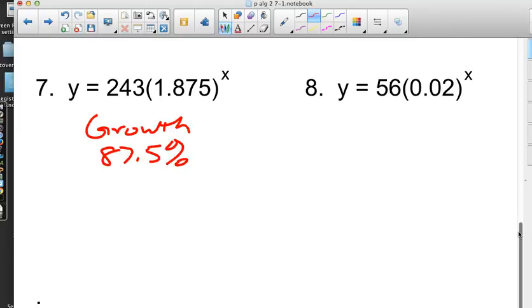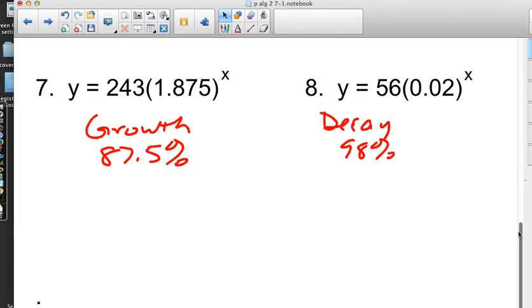That percentage label is important to everybody, because if you don't put the percentage label on there, then it's wrong. Because the decimal equivalent would actually be 0.875. All right, look at 8, growth or decay? Decay. 98% decay. Thanks, Joe.